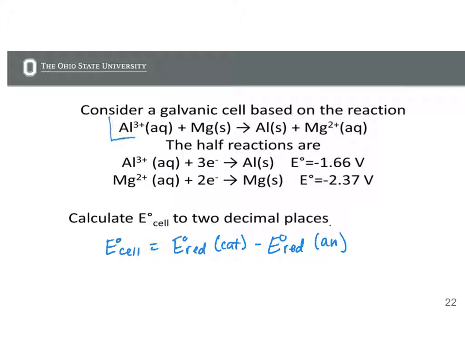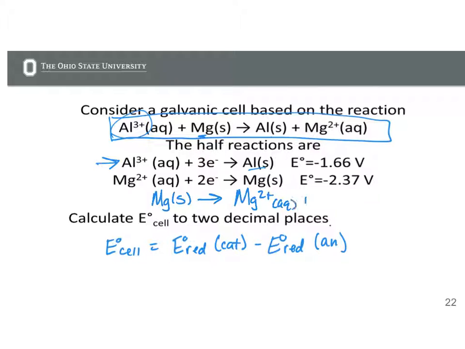You can see in our overall reaction that we have the aluminum ion on the reactant side. And so this reaction is occurring as written. Okay, aluminum solid on the product side. The magnesium reaction then is occurring in the opposite direction. So if we reverse this, we'll have magnesium solid. This is our oxidation reaction. Okay, we're losing our electrons. So that's occurring at the anode. Does everyone see how that's going to work?